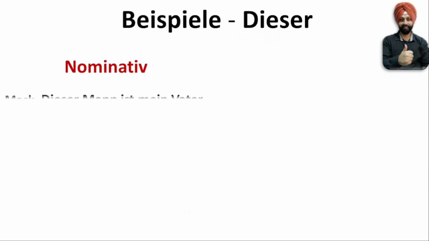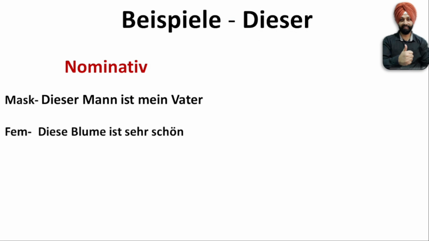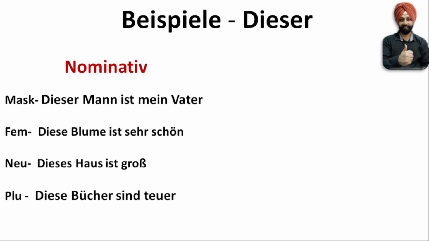The first one, nominative, masculine case: Dieser Mann ist mein Vater. Feminine case: Diese Blume ist sehr schön. Quite easy. Neutrum: Dieses Haus ist groß. And in plural: Diese Bücher sind teuer. So in all these examples, gender wise, I've used the same sein verb and conjugated it with the subjects.